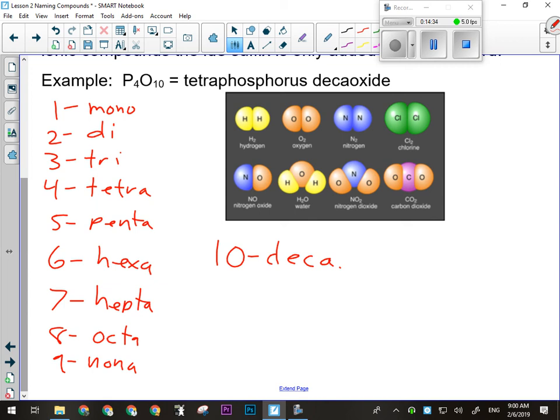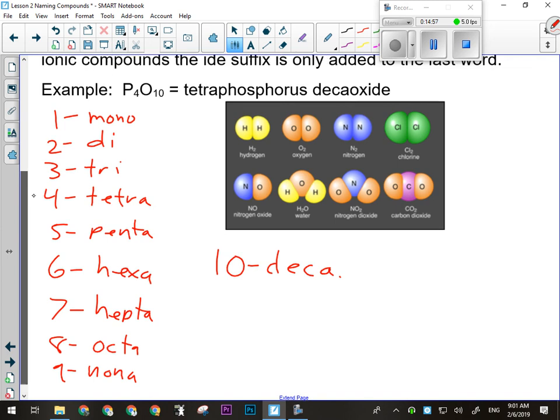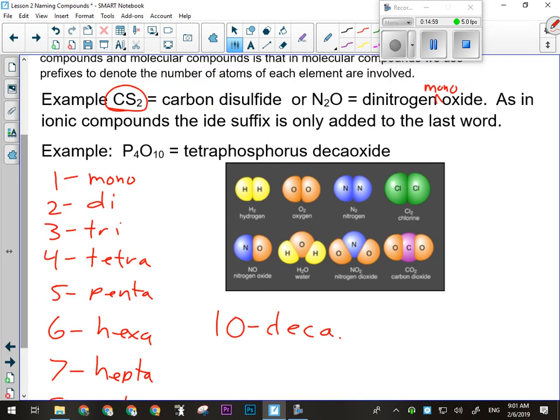So when we're naming molecular compounds, we always use prefixes to denote the number, except if the first element is a 1. Okay, we never start a compound with mono. We just don't. I don't know, chemists just have to be difficult. Okay, so they have to have some special exception. Which is why on some of these, you see this one here says carbon disulfide. It doesn't say monocarbon disulfide. Okay, so we don't use mono on the first element, but we use it on everything else.